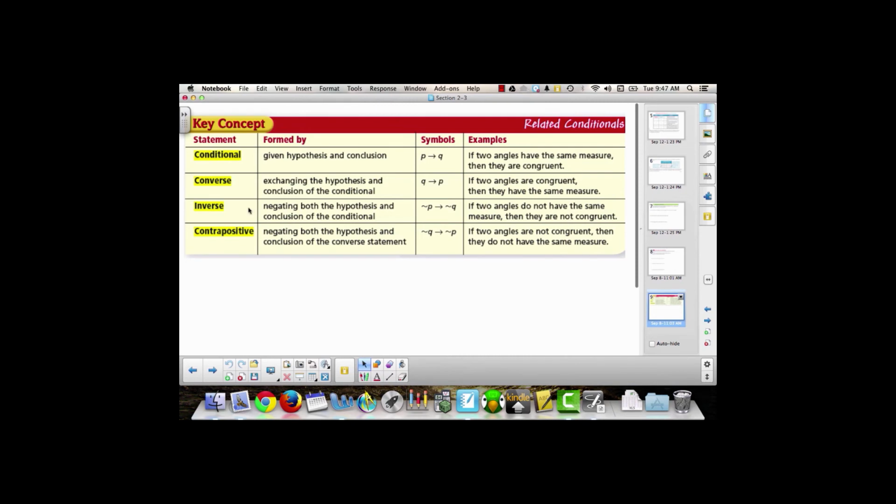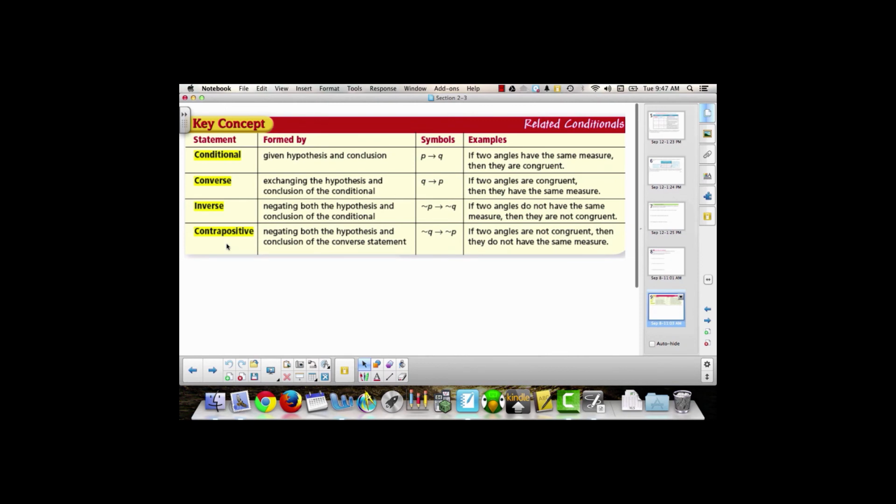The inverse, we keep the original order of the original statement, but we use the negation of the hypothesis and the conclusion. So we do if not P, then not Q. Once again, using the original example, for the inverse, this becomes if two angles do not have the same measure, then they are not congruent.